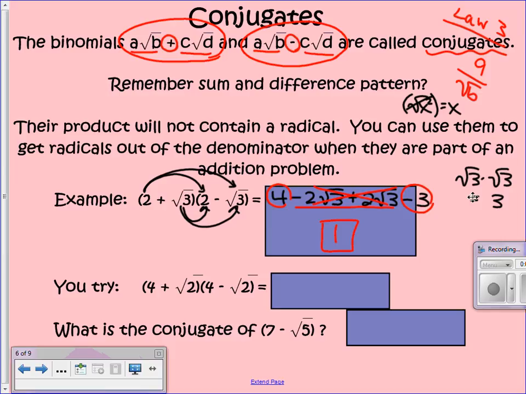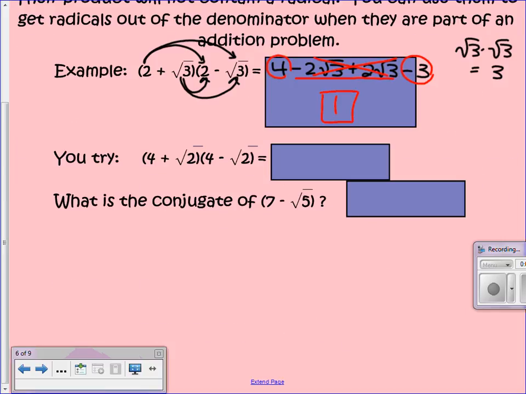Let's check it out again. Let's see what it does again. So let's do 4 plus the square root of 2 times 4 minus the square root of 2. Let's see what happens when we distribute this. 4 times 4 is 16, minus 4 times the square root of 2, plus 4 times the square root of 2. Looks like it might happen again.